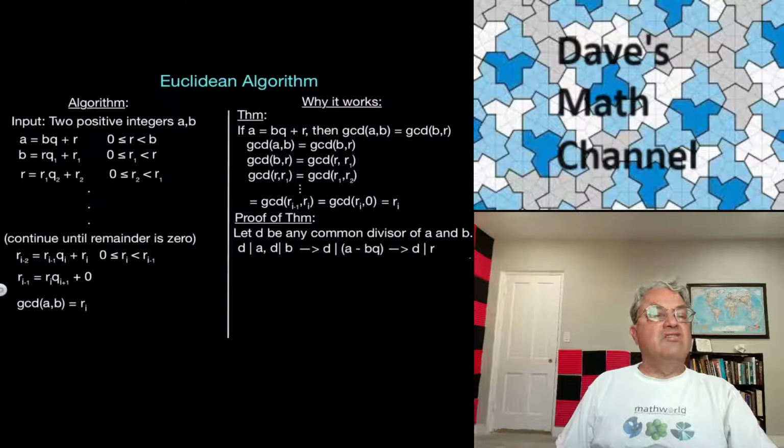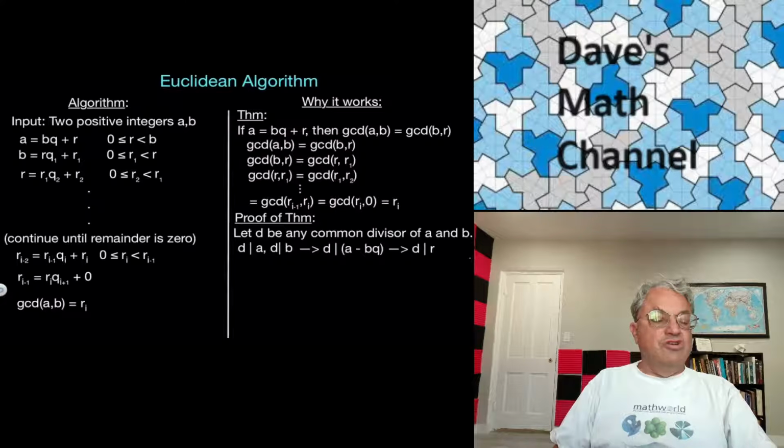let's call that R sub I, I think that's what they call it here. That is your GCD. It's just the last remainder. And the proof is on the right. I don't know if I should go through the proof, but anyway, it works. It's pretty easy to see that the GCD of Ri and R(i+1) at each step is equal to the GCD of A and B.